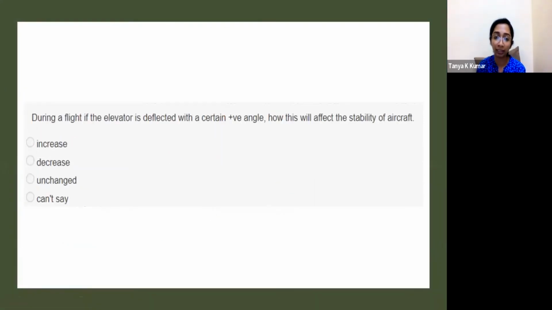During a flight, if the elevator is deflected with a certain positive angle, how will this affect the stability of the aircraft? We just discussed this. Can someone tell me the correct answer? So your elevator here is deflected positive, which means it's deflected downwards. What will its effect be on the stability? Are you sure it will increase? We just discussed this. Anybody else wants to try?